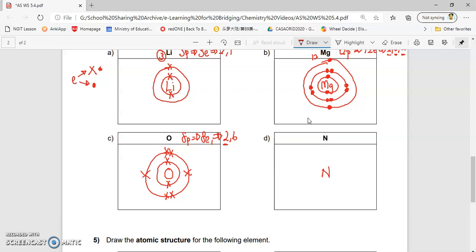Last one, nitrogen. Nitrogen has 7 protons, meaning 7 electrons, which means the configuration is 2, 5. First shell, second shell. The first shell has 2, the second shell has 5. Up, down, left, right, up. So this is how you draw the electronic configuration.